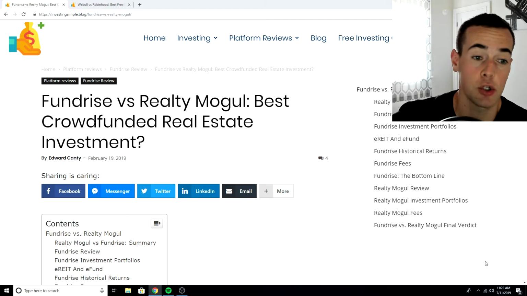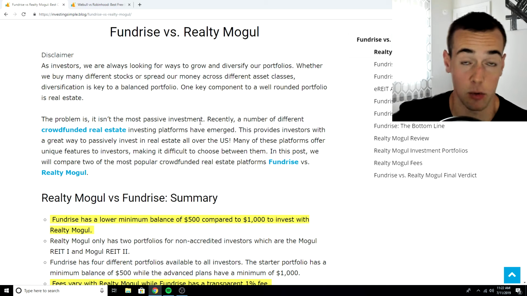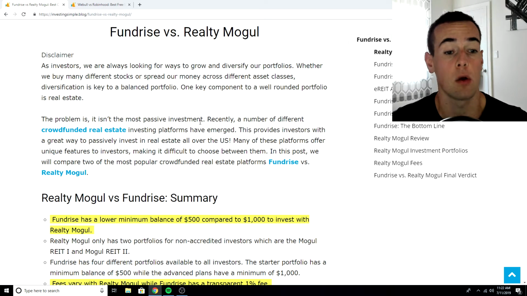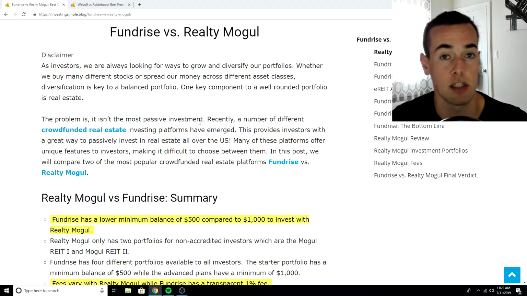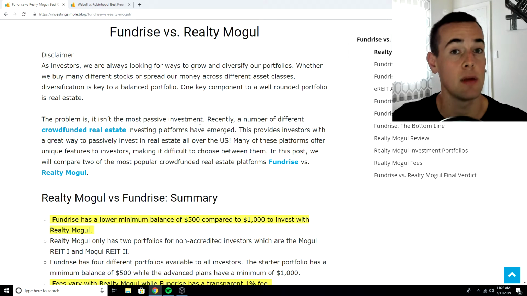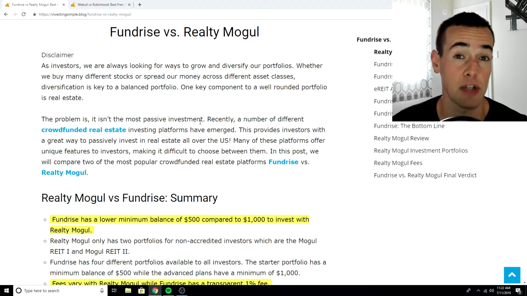And essentially, I'm just going to be sharing you guys information off of my blog. This is investingsimple.blog. If you want to read along with me as we're going, I'm not going to read you the whole article. We're just going to highlight some of the key differences, but that's going to be linked up in the description below.